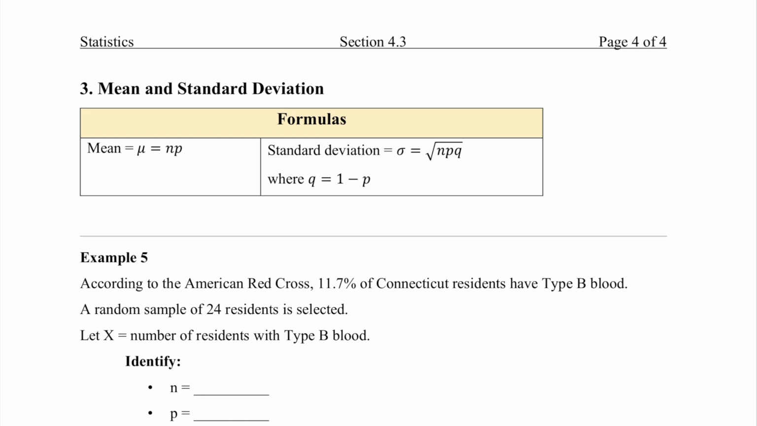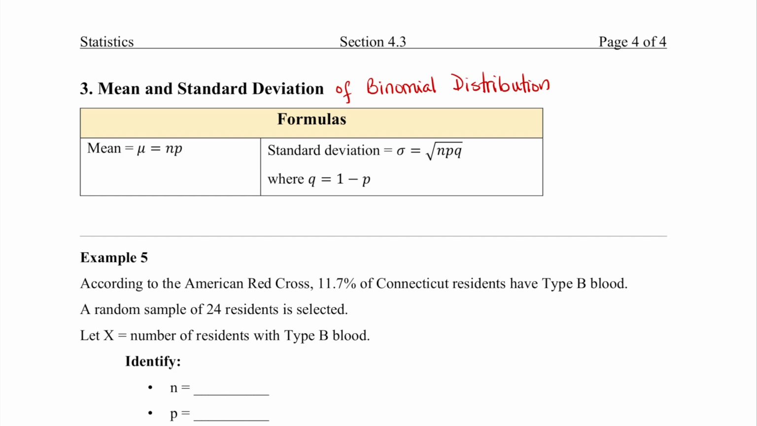Hi everyone! In this video, we'll learn how to find the mean and the standard deviation of a binomial distribution. The mean tells us the expected number of successes. The standard deviation tells us how much variability we can expect around that value. We'll learn the formulas and then apply them in an example.